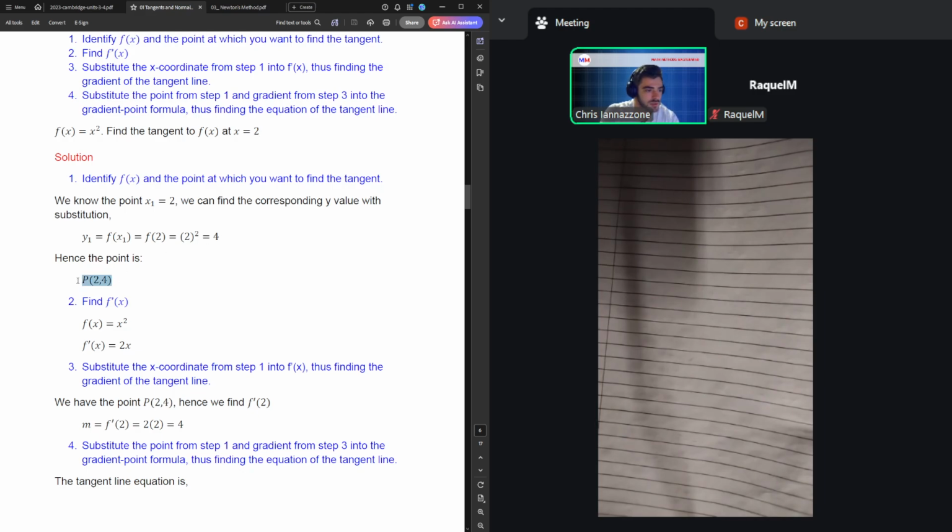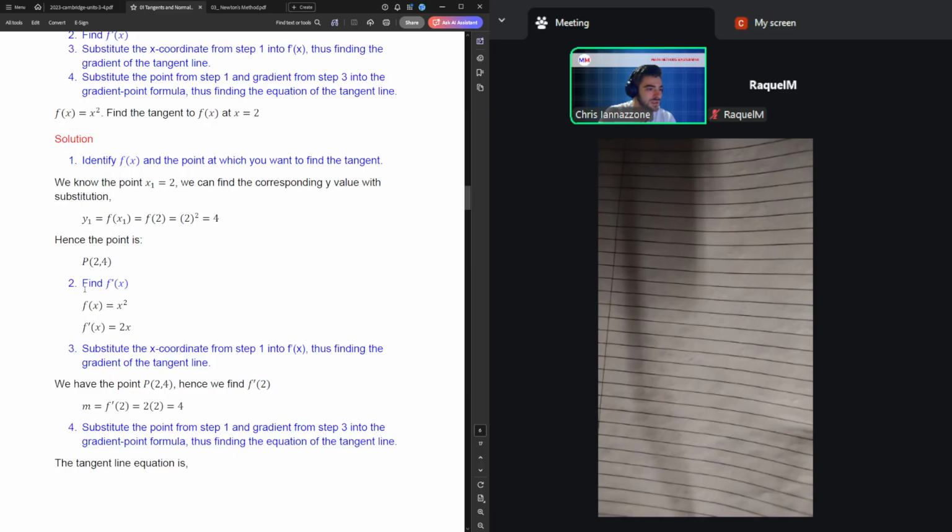For the gradient point formula, or actually getting the full linear, we need the y value as well. So real simple, chuck x into f of x, and you're going to get the corresponding y value. We've done this to death in many other cases. Next up, finding the derivative. This is going to lead us to getting our gradient. So x squared now goes to 2x.